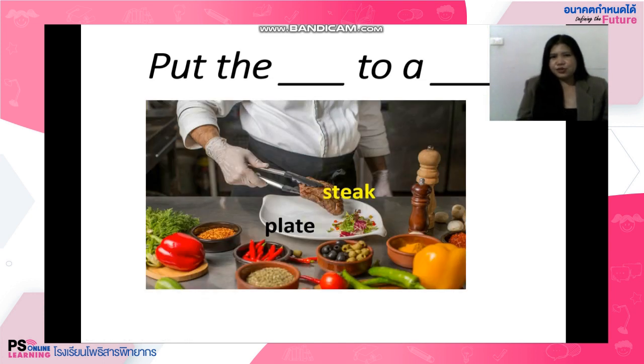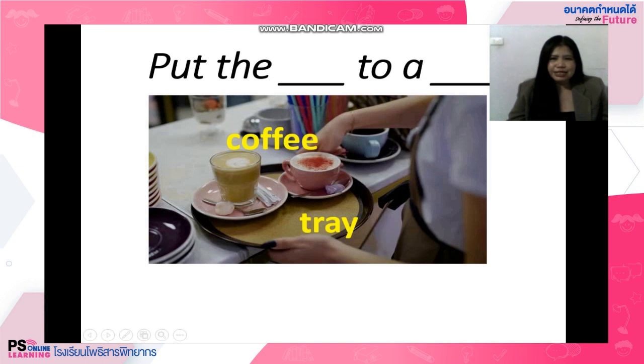Use put the to a. What do you think is the sentence? This is steak and this is plate. How are you going to say it? Correct. That is put the steak to a plate. Not put the plate to a steak. No, no, no. It is put the steak. Always start with the food first before the thing. So put the steak to a plate. Very good. The next one, last example before the quiz.